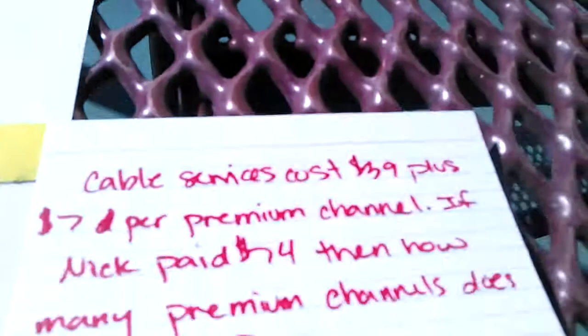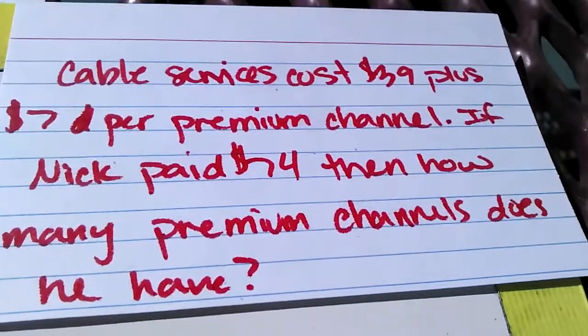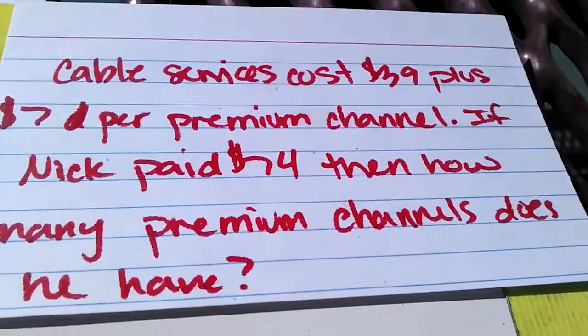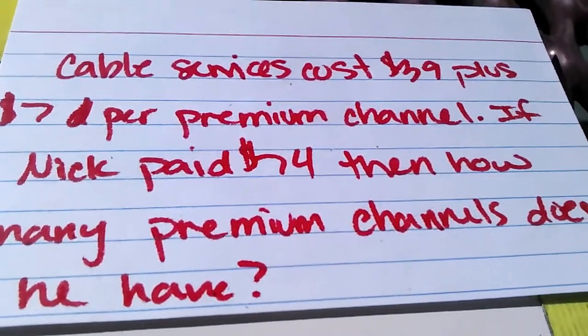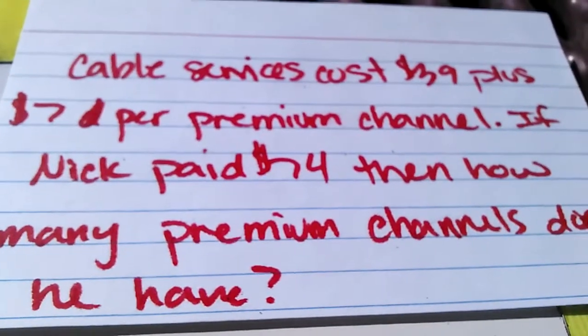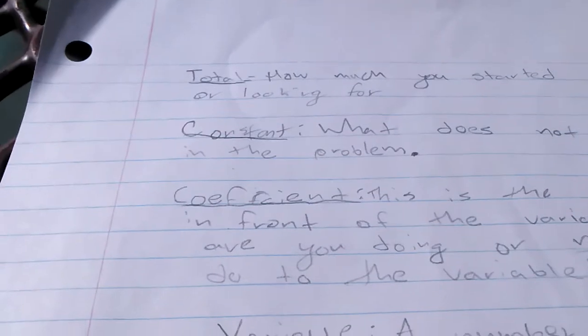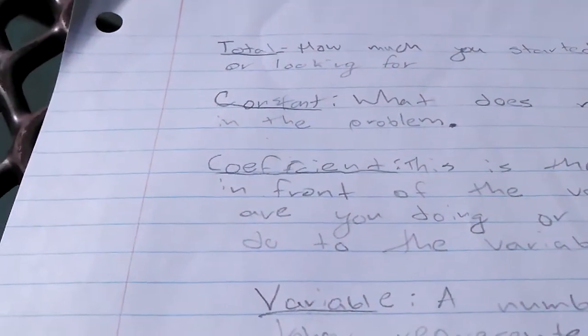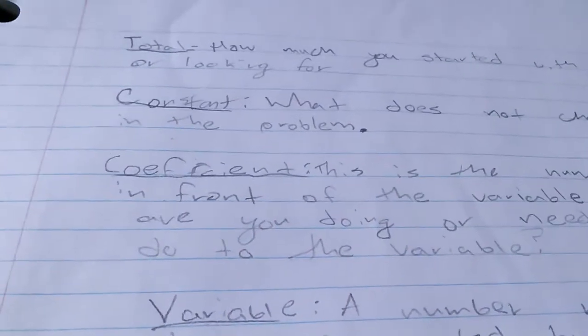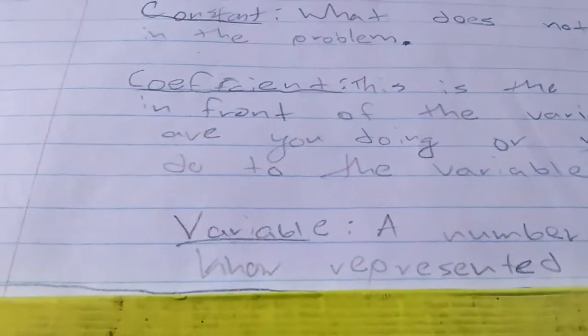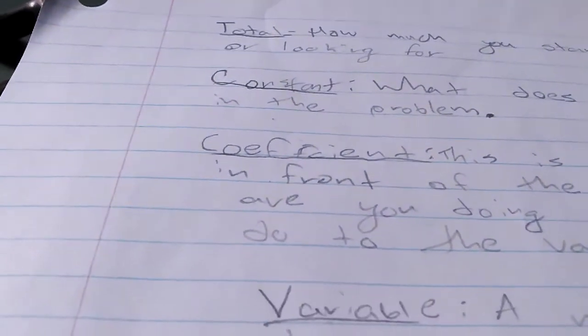Today we're going to learn how to solve a word problem. And this is the word problem that we have. Before we start, we're going to need 4 main things to know. We need to know what a total is, what a constant is, what a coefficient is, and what a variable is. A total is how much you started with or are looking for.